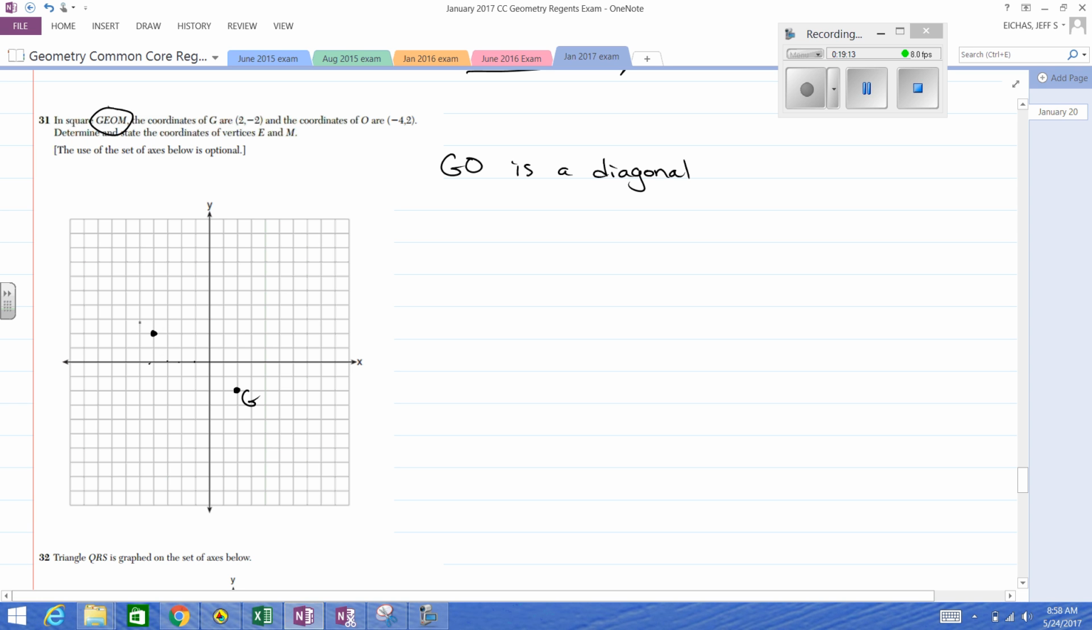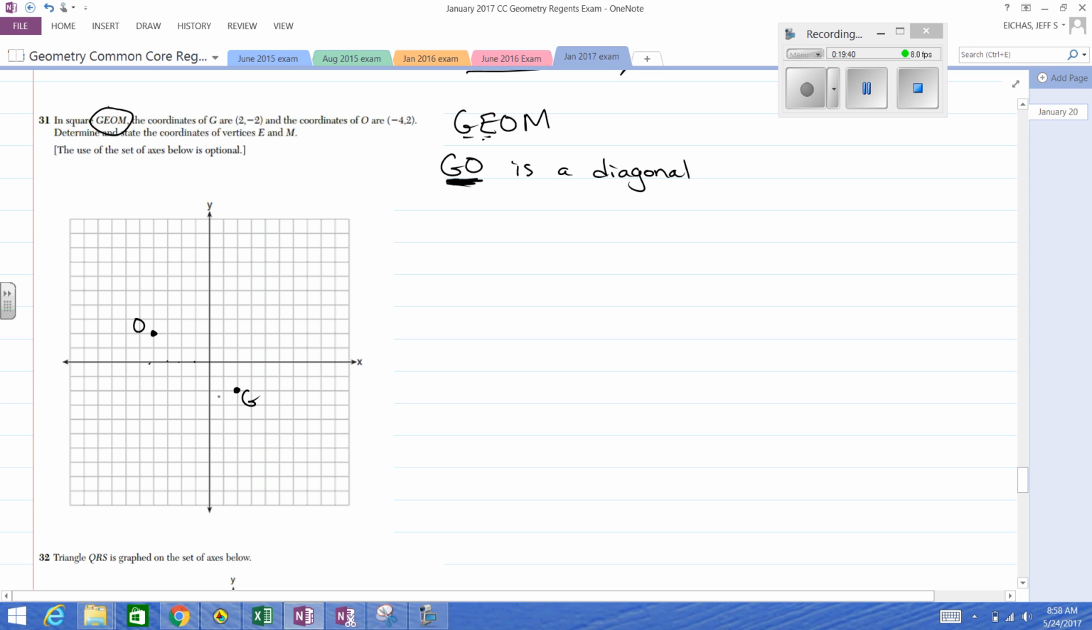All right. Now, some of my students assumed that this was the side of the square, but we missed this key idea. Here's the order of the letters, G-E-O-M. E has to be adjacent or next to or consecutive to G. So E could be somewhere over here, could be somewhere over here. All right.